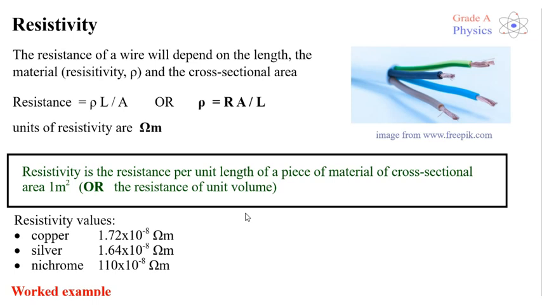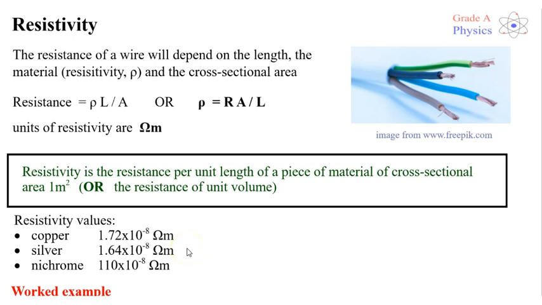We're not expected to know the values, but it's useful to have an idea of what they are. So we know that copper is a good conductor. Resistivity values are really quite tiny, so 1.72 × 10^-8. Silver is actually a better conductor than copper, 1.64 × 10^-8.